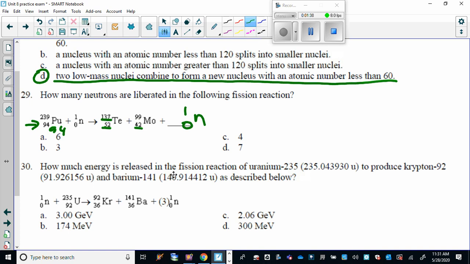And what number is that going to be? Well, this and this add up to 230. Well, I can't see that number. 37 and 99, so 236. And this number add up to 240. So it must be 4 neutrons. All right.